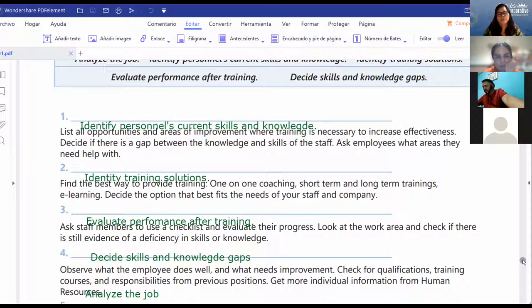Ask employees what areas they need. They evaluate performance after training. Ask staff members to use a checklist and evaluate their progress. Look at the work area and check if there is still evidence of efficiency in skills or knowledge. Yo creo que sí, evaluate. Sí, porque van a revisar con un checklist la evidencia de las deficiencias. After training, sí.